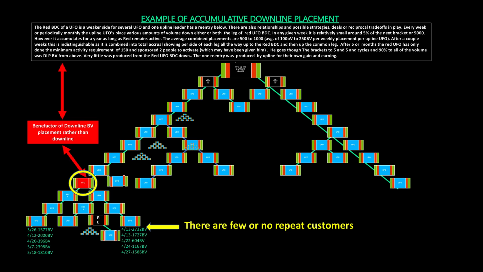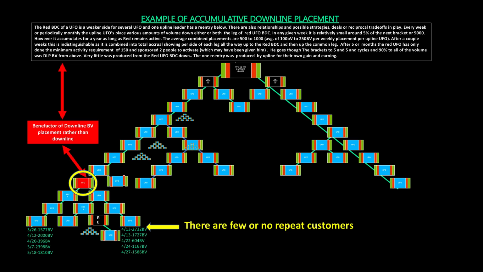UFO, because it doesn't matter to them if it's in the right leg or the left leg. It still accrues up to them straight up the line, because the left and right leg of the red BDC converge or apex in that center, and then it flows up to everyone. So the average combined placements are 500 to 1,000, an average of 100 to 250 BV per week placement per upline UFO. And after a couple weeks, it's all indistinguishable in the accumulation.